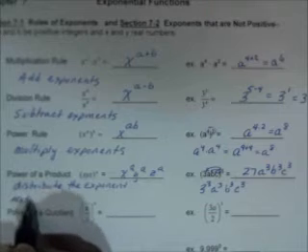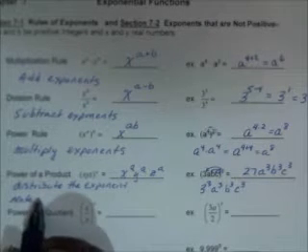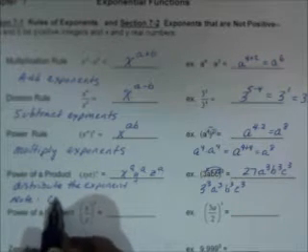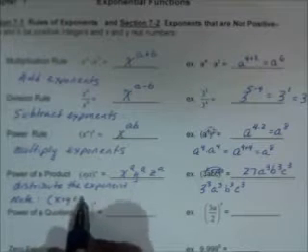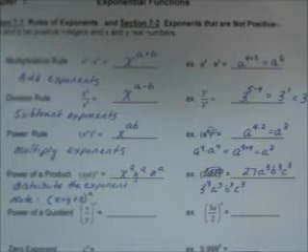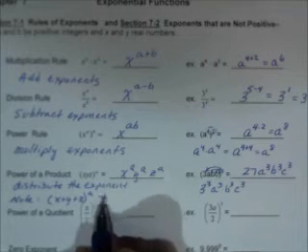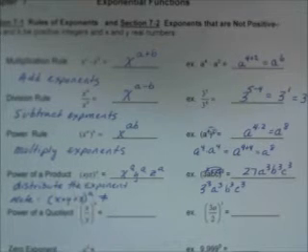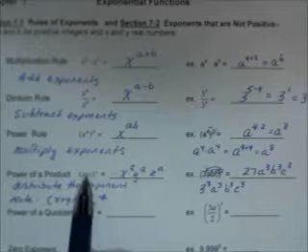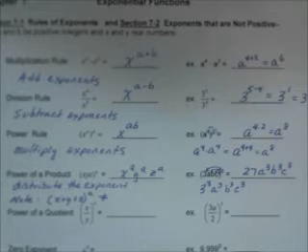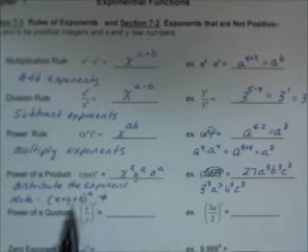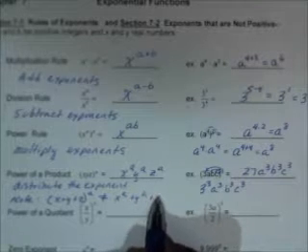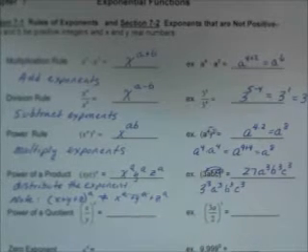Note, if it was an addition inside, if we had x plus y plus z raised to the power of a, you do not distribute the exponent. You distribute the exponent only when it's multiplication, all right? Only when you have a product of something raised to a power. So this x plus y plus z raised to the a does not equal x to the a plus y to the a plus z to the a, right? That's not the case.